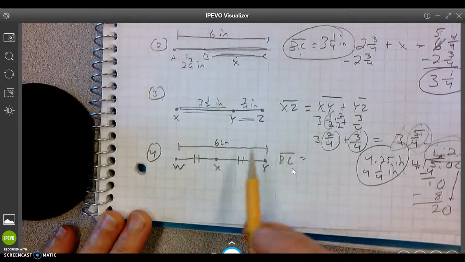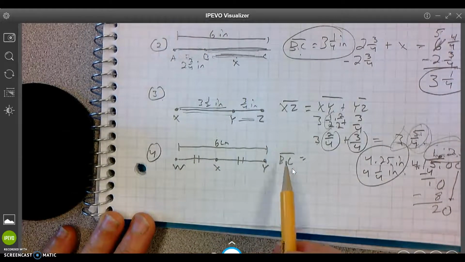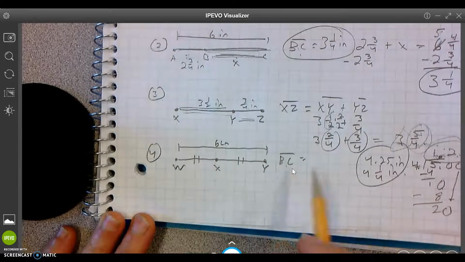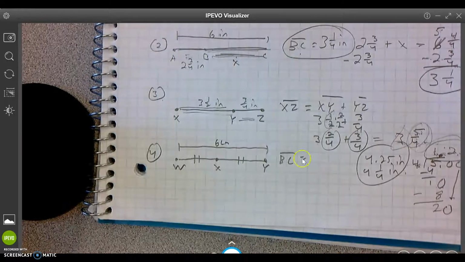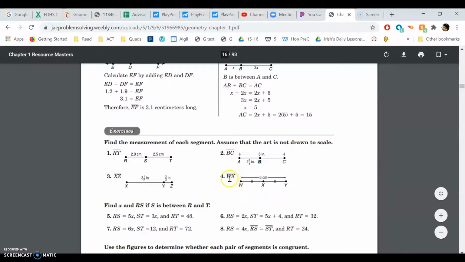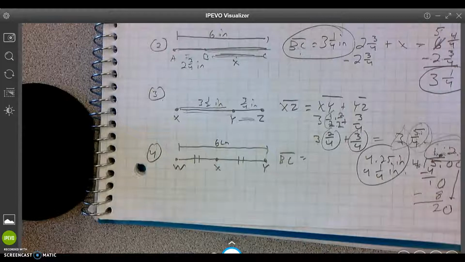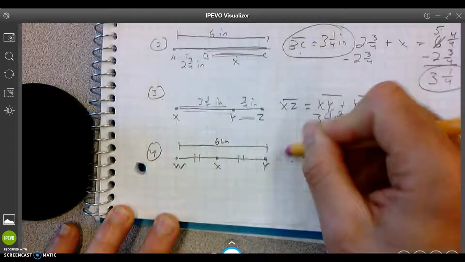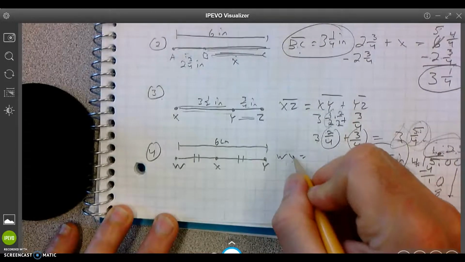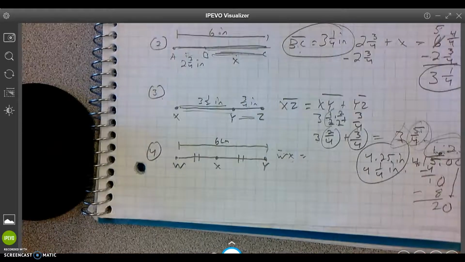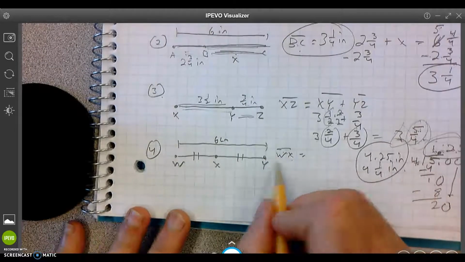Okay, check it out. Last one, number 4. So now I want, not BC, my bad. I copied the problem they're on. That makes no sense. Sometimes that happens, and so you just go back and look. I want WX right there. So I want WX. That's what I'm trying to do. So change it, WX.